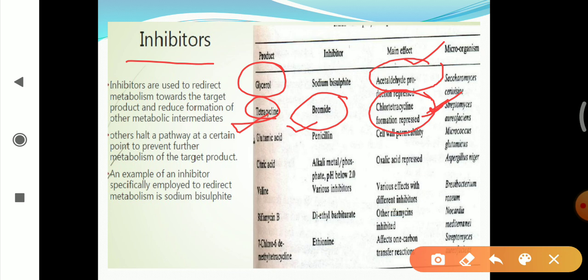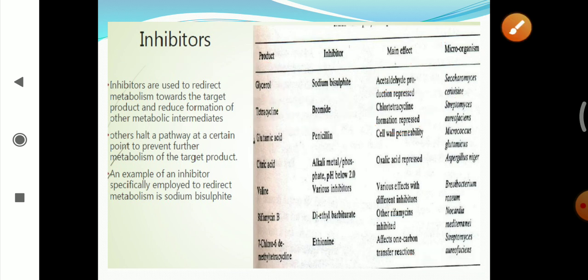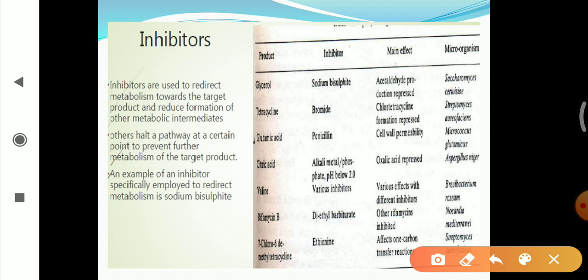So during glycolysis, dihydroxyacetone phosphate will act as a hydrogen acceptor and glycerol 3 phosphate will convert into glycerol. The thing we have to remember about inhibitors is that inhibitors are added in the fermentation medium to increase the yield of the desirable product and reduce the yield of the undesirable product. Here the examples we have taken are glycerol and tetracycline. These are the inhibitors we add.